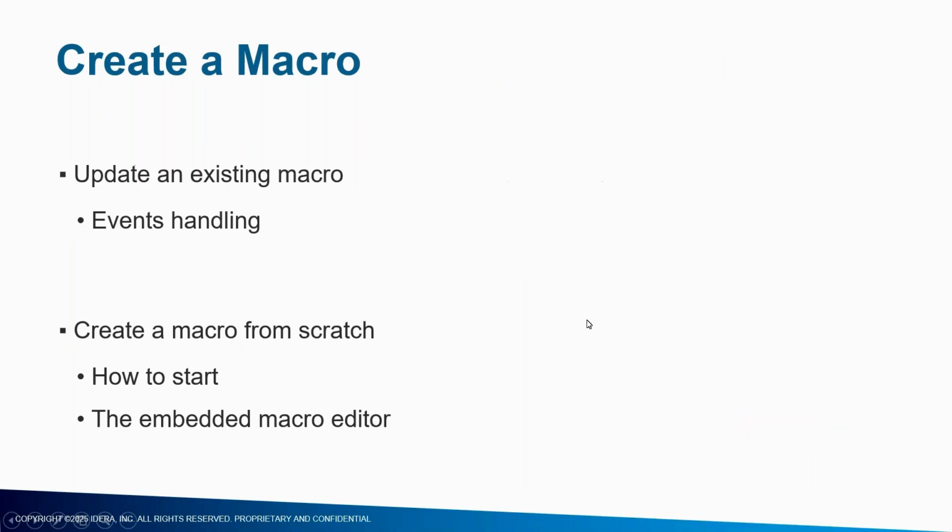So we will create a macro. We will check some existing macros that I have already created, so we can check what is already existing. We will see also that you can automate with these macros.